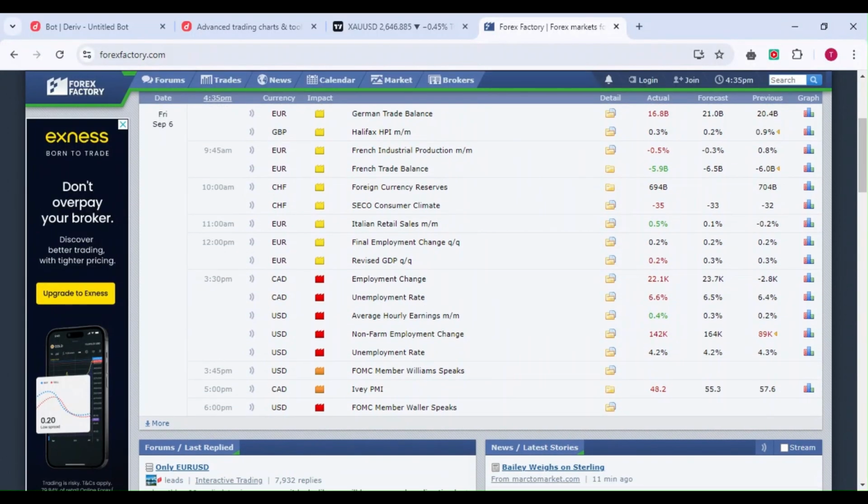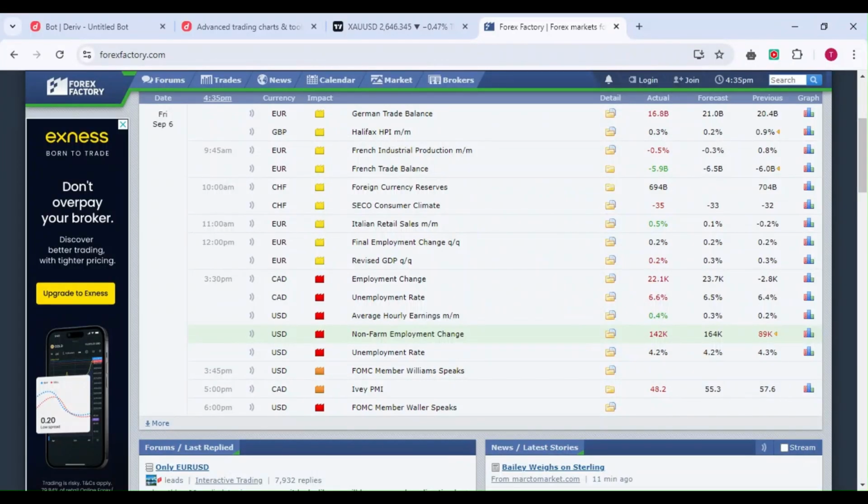So let's do an analysis using this. Look at the USD non-farm employment change. What did we expect? The previous was 89,000, and the forecast was that it would increase. What happened? It increased from the previous. The previous was 89, and the actual became 142. So what would you expect? You expect the dollar to increase, because the actual came in higher than what we expected. So the currency can make a bullish move.